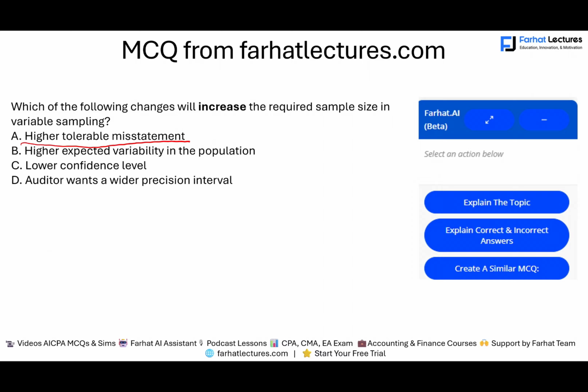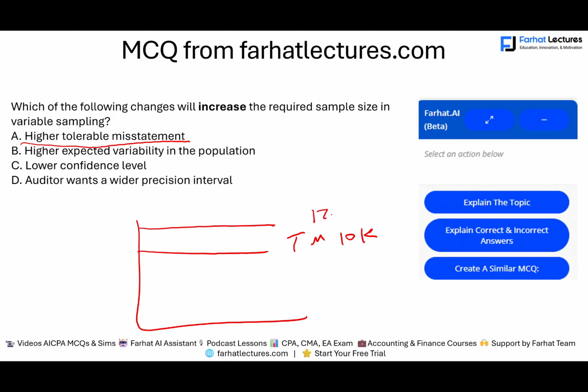High tolerable misstatement. So if we have a tolerable misstatement of 10,000, if we have a higher tolerable misstatement, if we can tolerate now, rather than 10,000, 12,000, what's going to happen to our sample size? As our tolerable misstatement goes up, our sample size goes down. Why? Because if we can tolerate more, we can do less work. Our sample size goes down. Therefore, if we said lower, that would be the answer, but not higher.